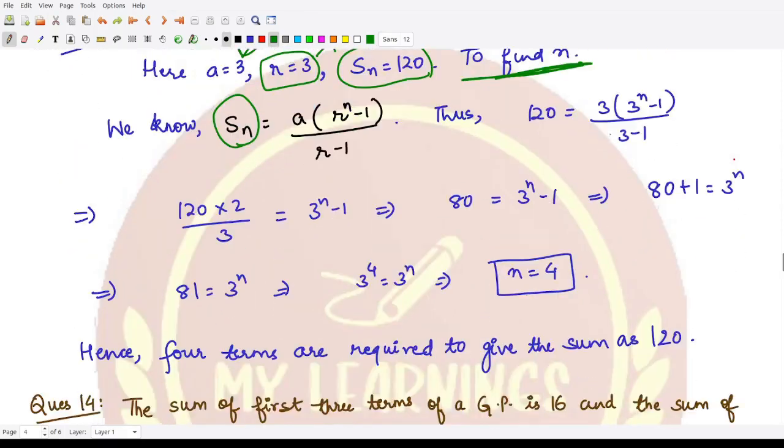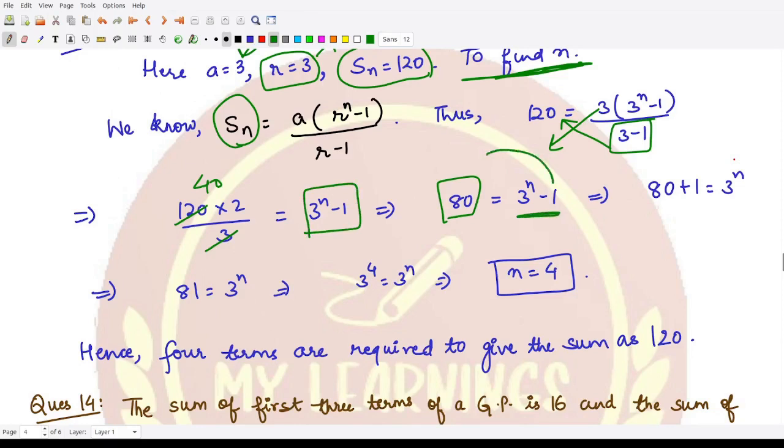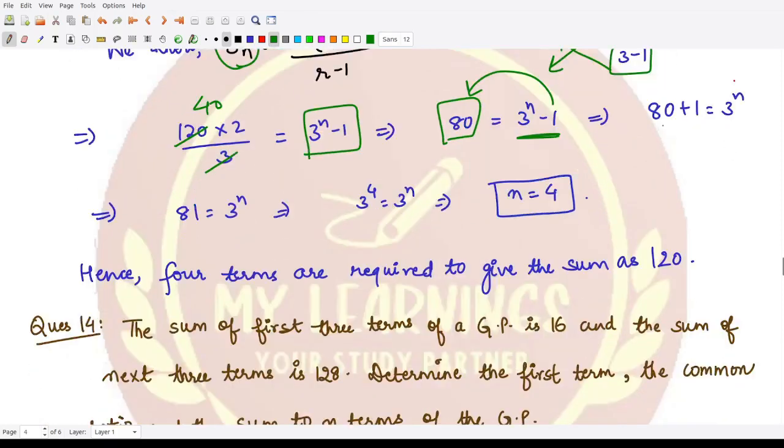So what we can do here, 3 minus 1 is 2, we can cross multiply it, and we can take this 3 also to the denominator on the left hand side. So 120 into 2 divided by 3, we have this as 40. So 40 into 2 comes out to be 80, right? And on the right hand side we have 3 raised to power n minus 1. Correct. So we can shift this 1 to the left hand side so that we would have 80 plus 1, which is 81. So 81 is equal to 3 raised to power n.